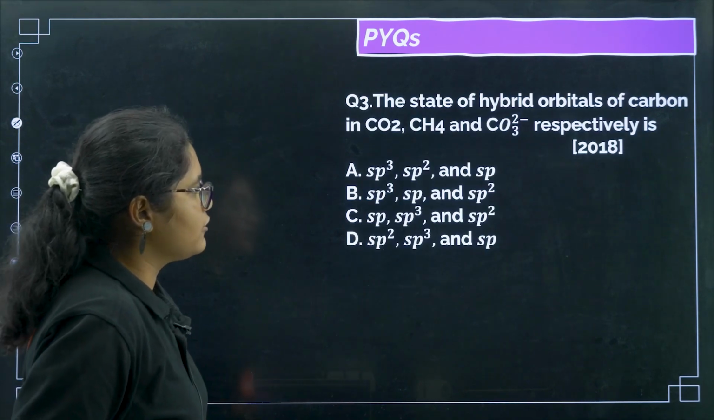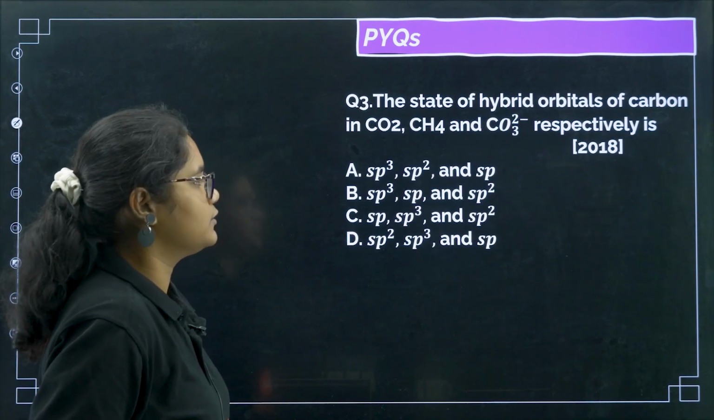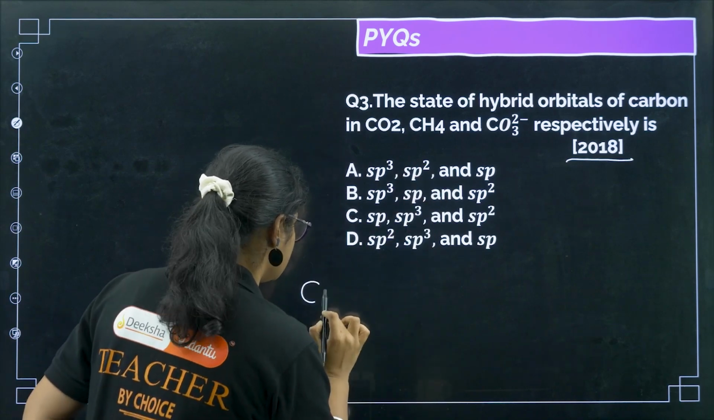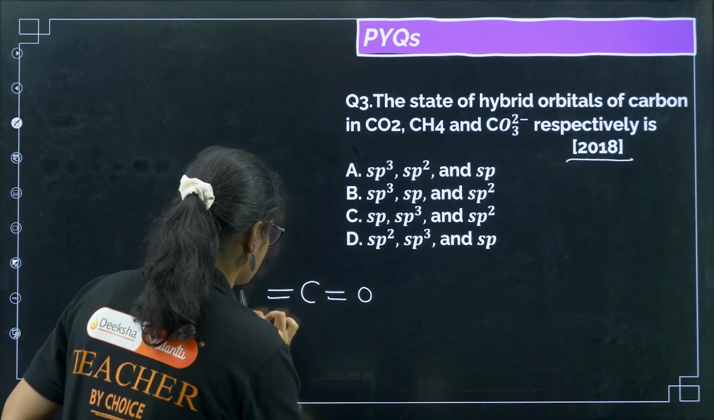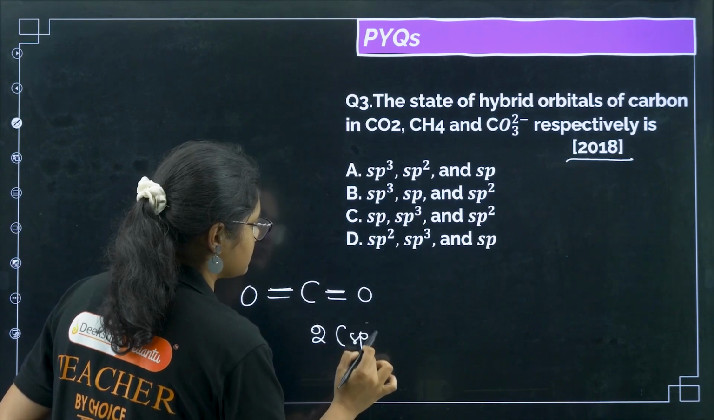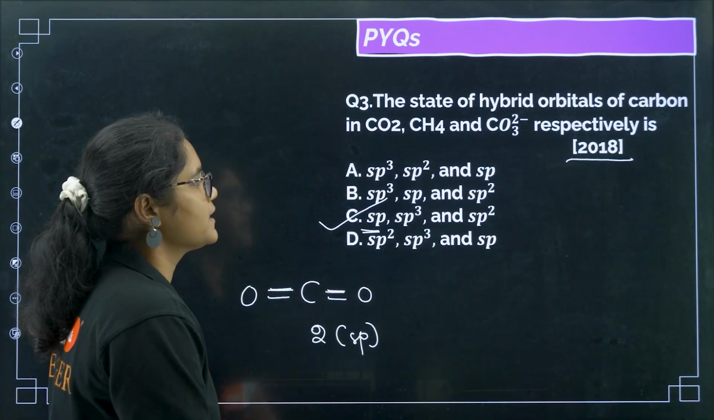Okay, next, the state of hybrid orbitals of carbon in CO2, CH4 and CO3 2-. So this question was asked in 2018. So if you see, CO2 structure is like this, right? Now here we have only 2 sigma bonds. If 2 sigma bonds, then hybridization will be sp. So you can see only one option with sp, option number C.